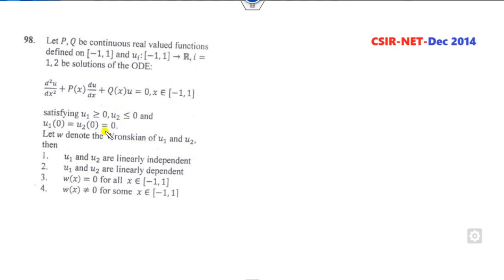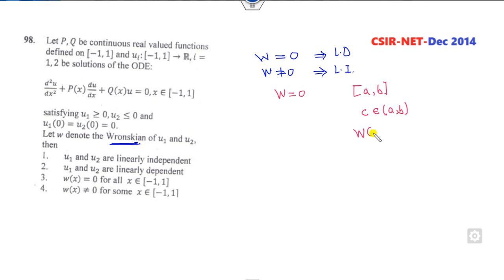Okay, next one is the Wronskian. The concept is, if the Wronskian is 0, we call it LD. If the Wronskian is non-zero, we call it LI. Moreover, if the domain is a to b and I take any point c in between them, and I prove that the Wronskian at c is 0, then the Wronskian is 0 for all x in a to b. Fine, this is the property of the Wronskian.